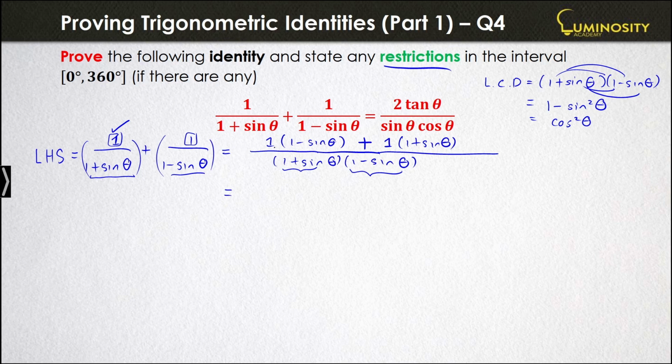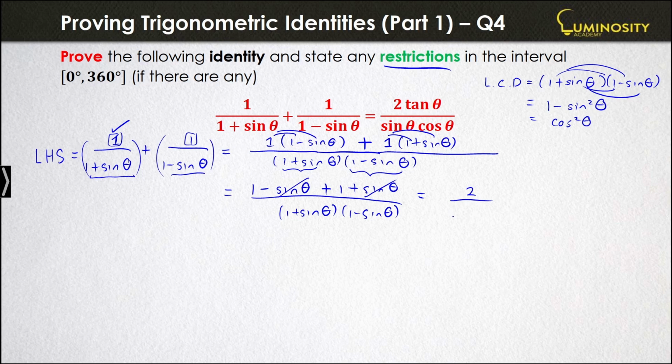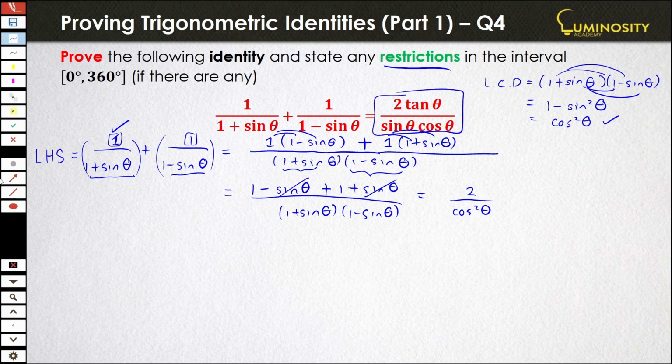Let's simplify now. If I expand that out, I get 1 minus sine theta plus 1 plus sine theta, all over 1 plus sine theta times 1 minus sine theta. Can you see that there's a negative sine theta and a positive sine theta? Those cancel with each other, and you're left with 2 over the denominator. If I expand that denominator out like I did for the LCD, that becomes cos squared theta. So I've just got one fraction term with one trig ratio, cos. Now this almost looks like the right-hand side, so we're going to have to do some manipulation on the right-hand side to achieve equality.